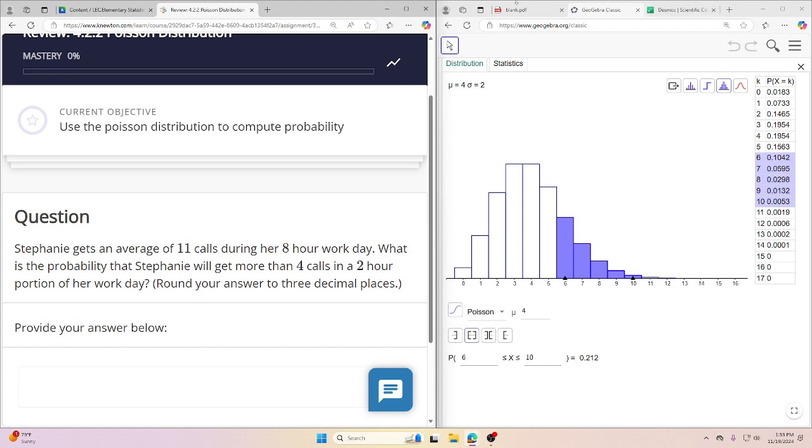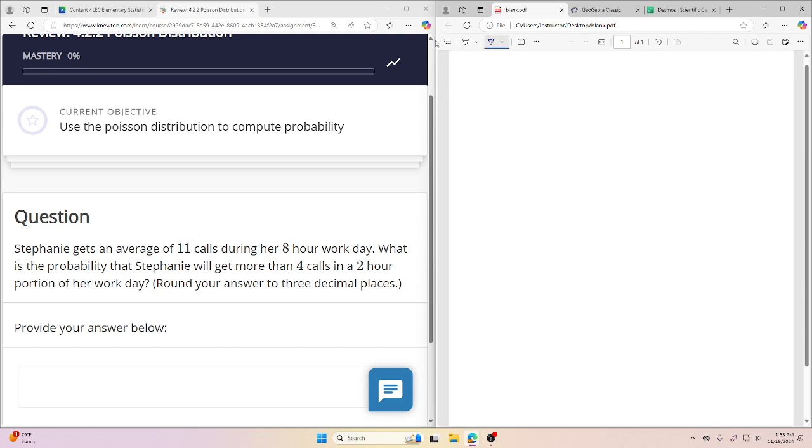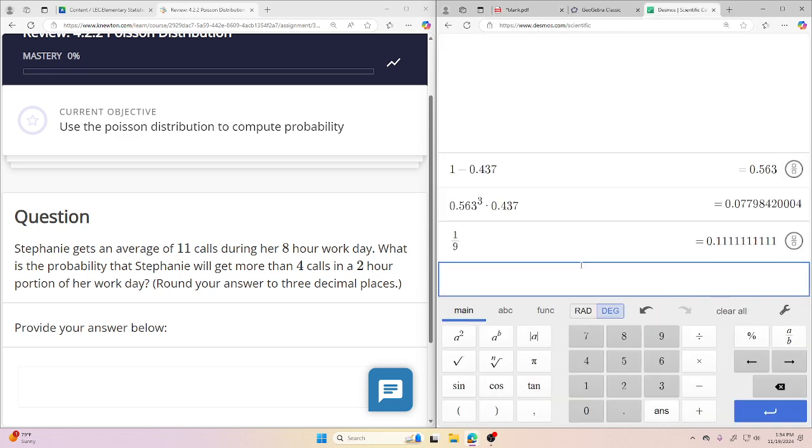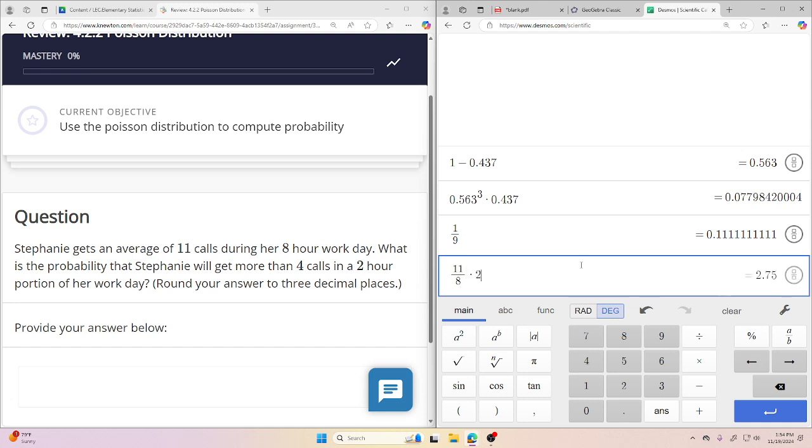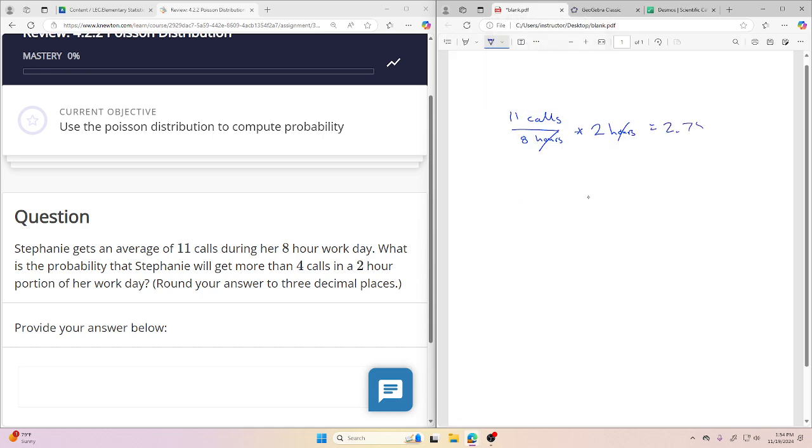I want to do this by hand. So this one's a weird one, but let's try it. So I got 11 calls every 8 hours. And it says, what's the probability of more than 4 calls in a 2-hour time frame? So basically, we're going to multiply by the 2 hours, and hours cancel. So what would that be? Wouldn't that be a 4 over 11 over 4 or something like that? Let me try it. So here, 11 over 8 times the 2, 2.75.